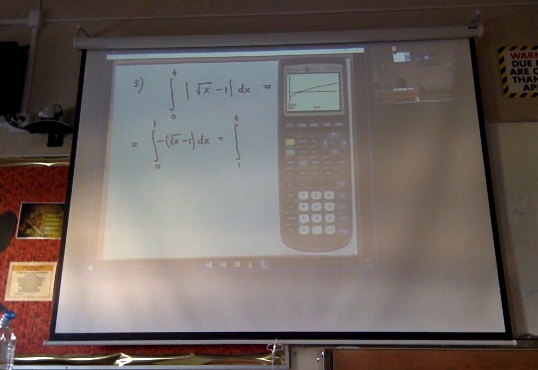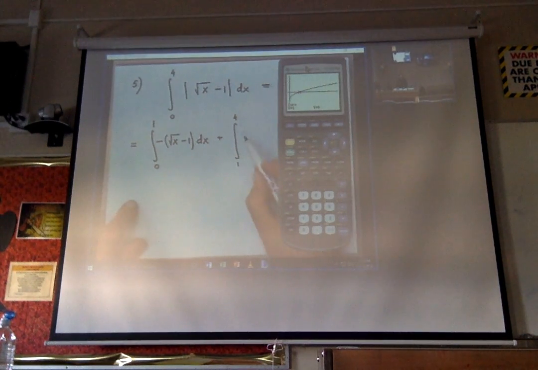So now this area will be what? Positive, right? Because we put the negative sign, this area will be positive. So that's what we need. And the other one, since it's already on the top, above the x-axis, just keep it. So you have square root of x minus 1 dx.